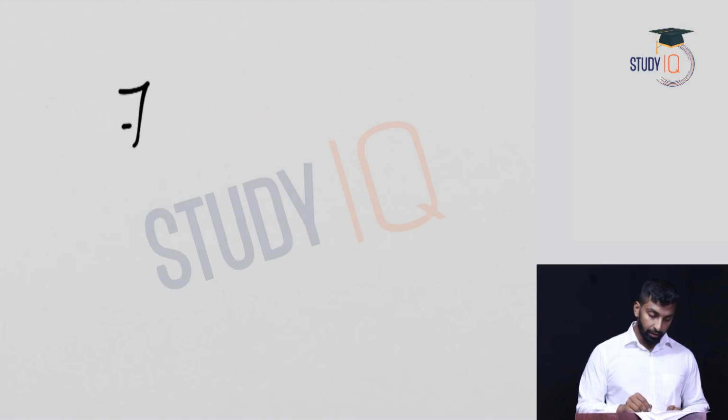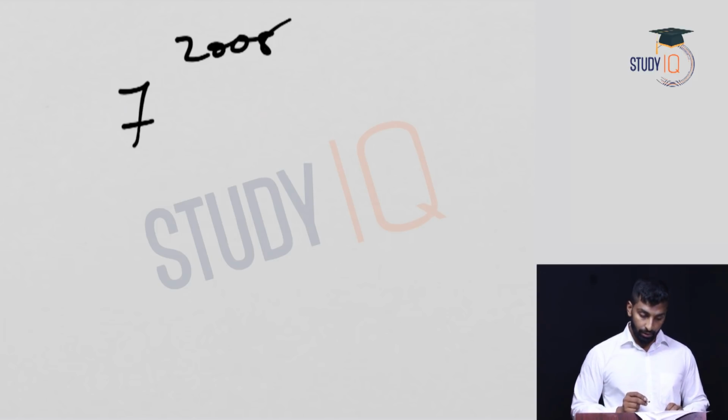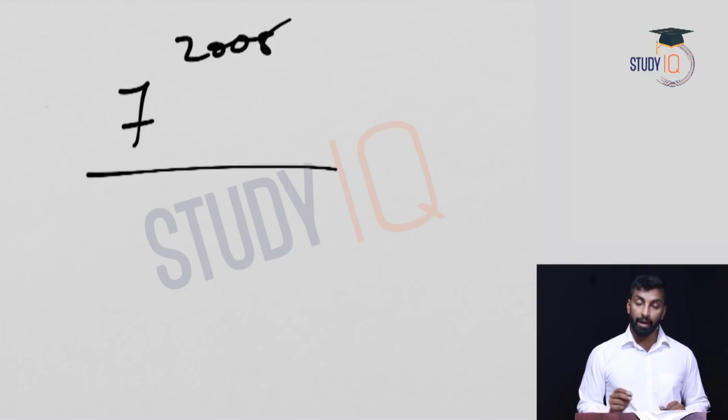Okay, in this question you need to find the last 2 digits of 7 raised to 2008, right? So 7 raised to 2008, last 2 digits is what you need to find out. So for a number ending in 7, what I need to do is convert this number ending in 7 to a number ending in 1, right?